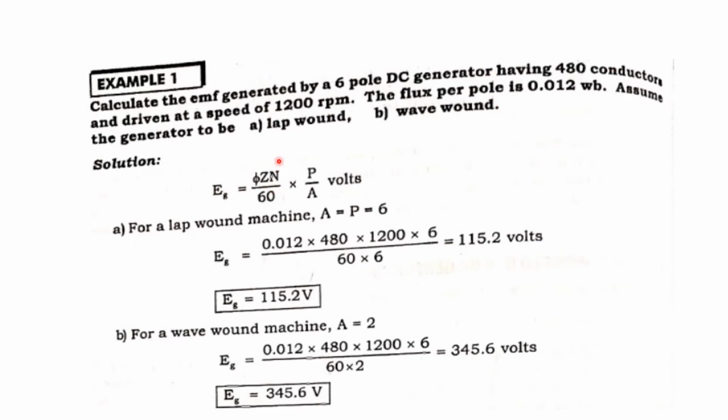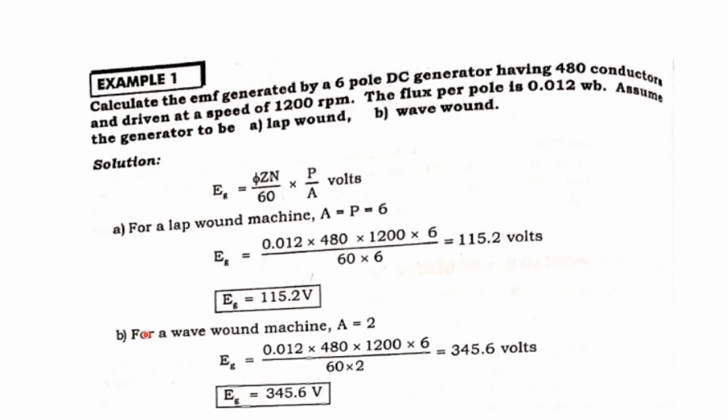N is the speed of the conductor, here given as 1200 rpm, and 60 is a constant, with P the number of poles, here 6 poles in this DC generator. A is the number of parallel paths. For lap wound, we always assume A equal to P, and for wave wound, A equal to 2. So in lap winding, A equals P, that is 6. If we substitute all the values in the equation, we get the induced EMF as 115.2 volts.